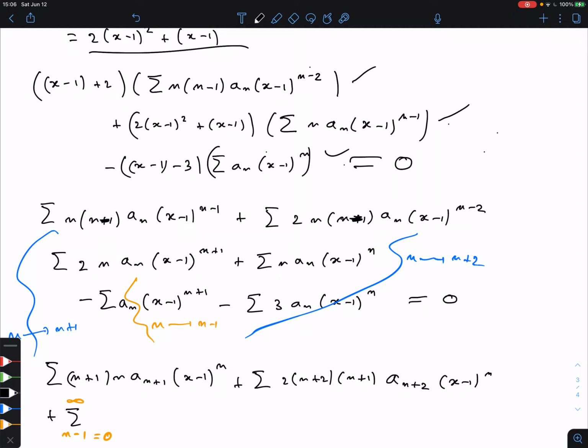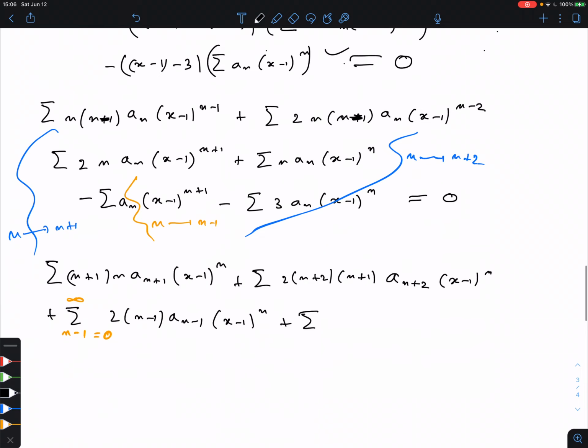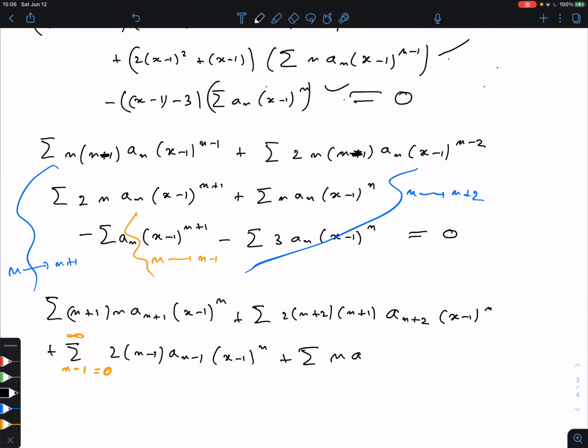Okay, and then we get, which one is it I've been doing here? Yeah, 2 (n minus 1) a_(n minus 1) (x minus 1) to the power n minus 1 plus 1 n. Okay. The next one we don't have to shift at all. That's cool. A_n (x minus 1) to the power n.